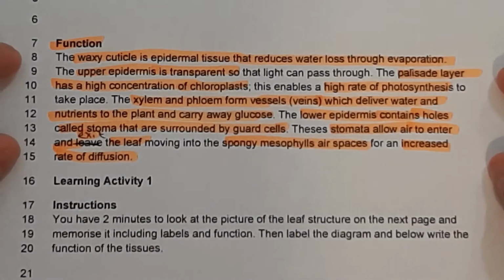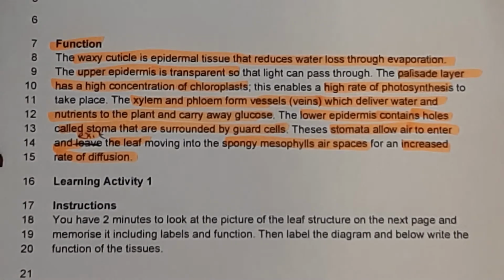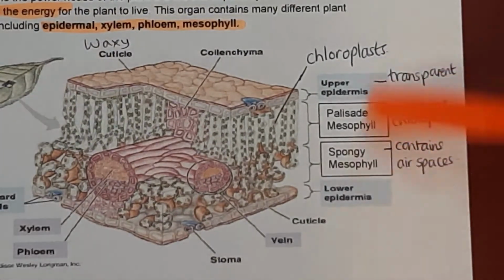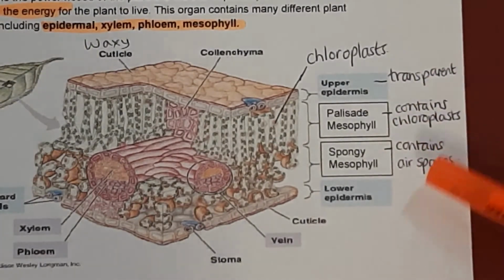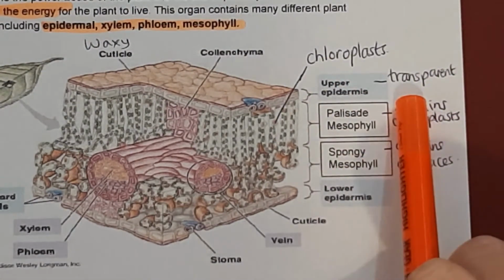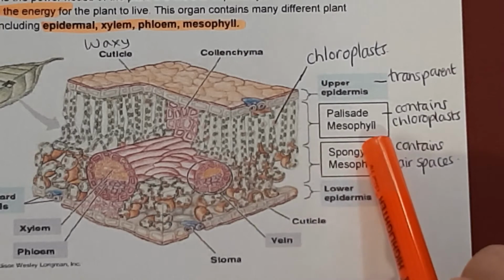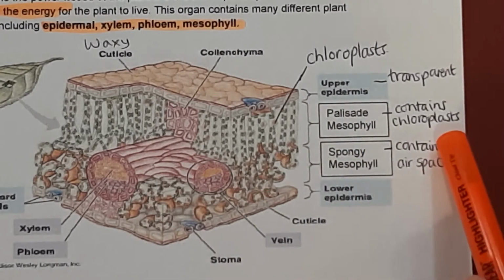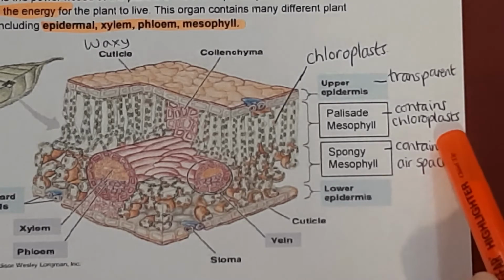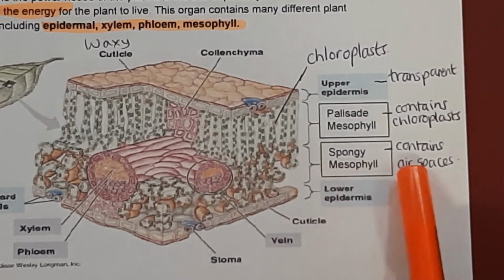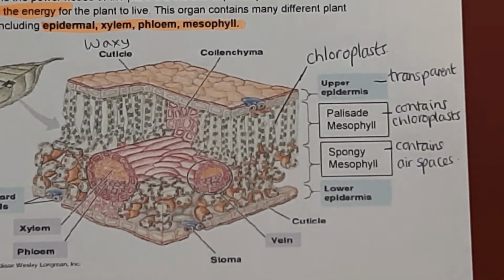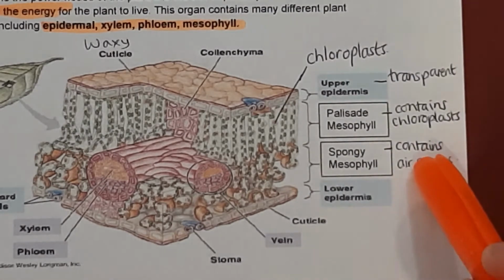So there's a lot of information here. We've discussed a lot of it in our picture above, and we've discussed it again. So as you can see by the amount of highlighting we've got going on here, there is a lot of key information. You need to learn specifically each of these layers, these key facts about them, and why these are important. So the upper epidermis is transparent so that light can pass through. The palisade mesophyll is the next layer. It contains lots of chloroplasts to do photosynthesis to produce lots of energy. The spongy mesophyll contains air spaces for gases to move around for an increased rate of diffusion.